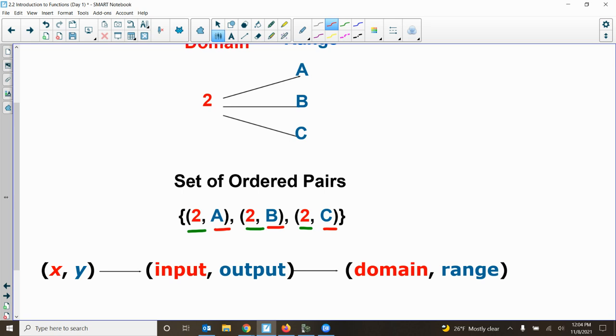So the domain's the x's, the range is the y's. In this case, only one input, the number 2. We only picked number 2. We could have done the others, of course, but then the range values, the outputs, would have been A, B, and C. Does that make sense?